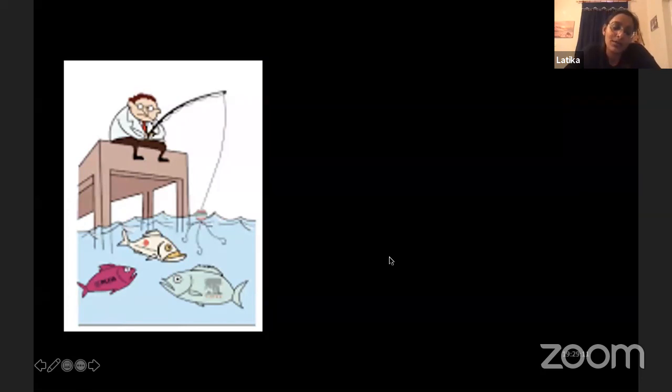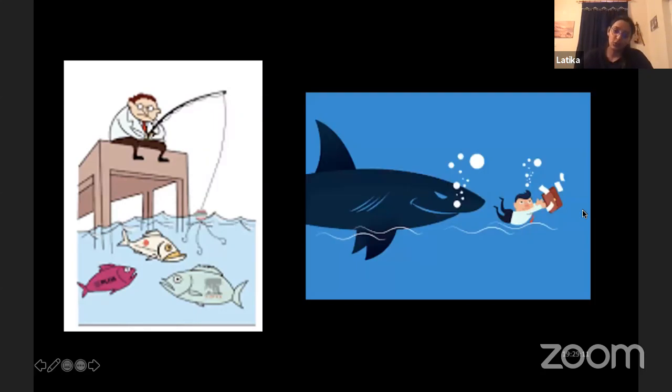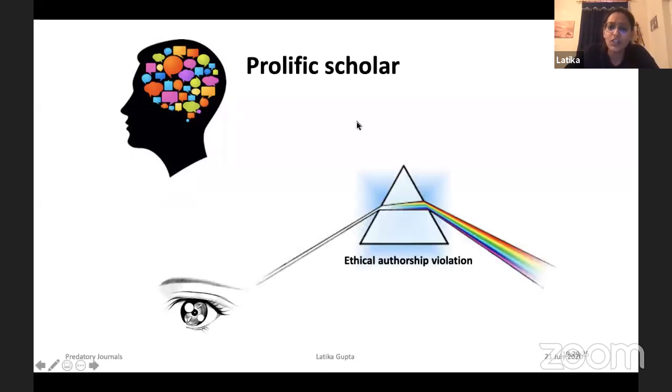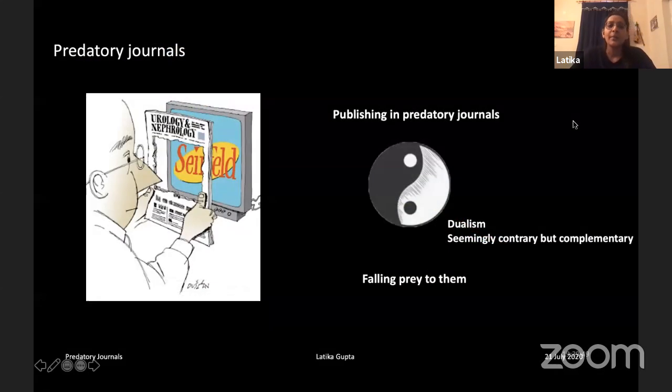So instead of you going fishing, sometimes the sharks can come get you. And it is also important, when you find a prolific scholar and you're like, oh, wow, they're publishing a lot, to view them through the prism of ethical authorship violation, which includes publishing in predatory journals.